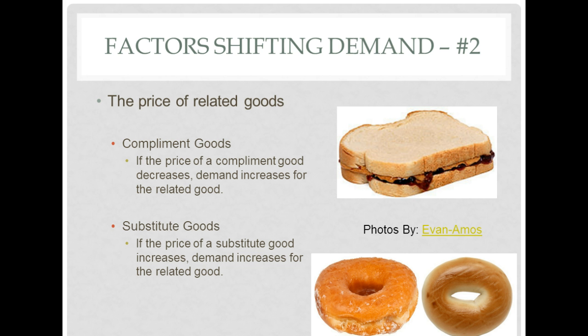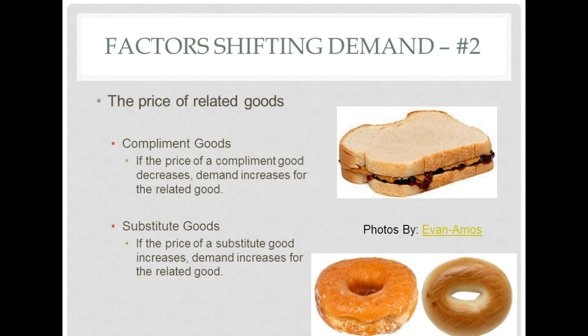Flashlights and batteries. Those are complement goods. Substitute goods are goods that replace each other. Bagels and donuts, juice and milk are goods that we probably wouldn't have both at the same time. We probably have one or the other.